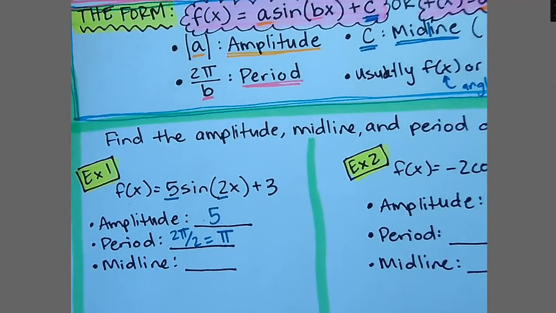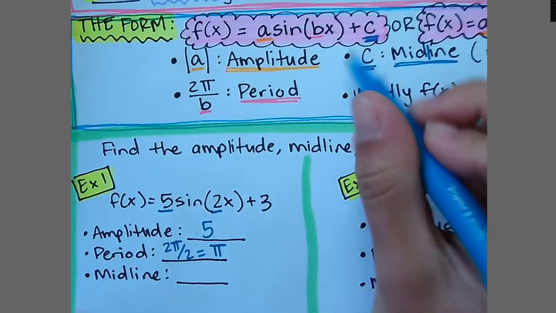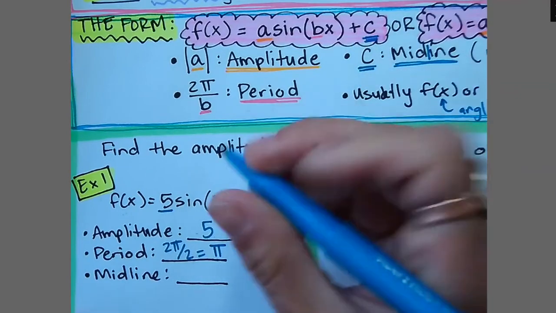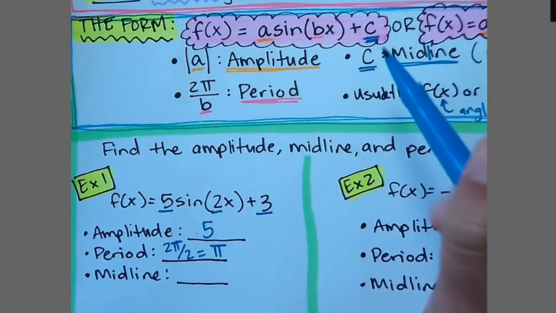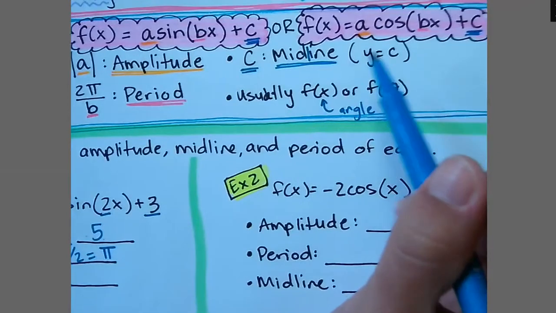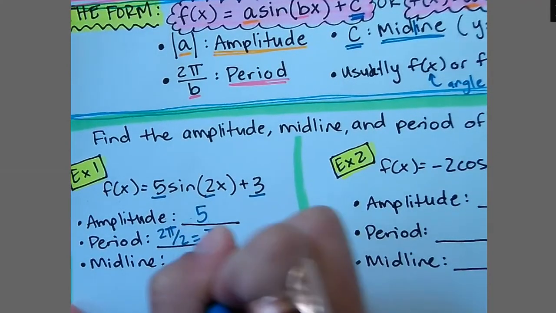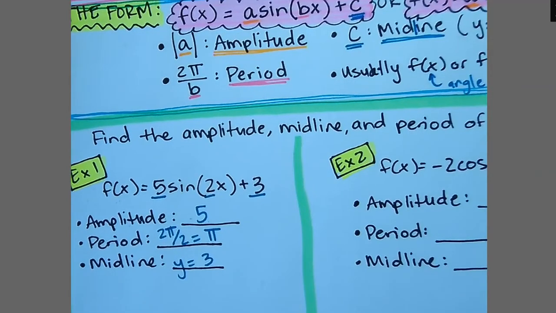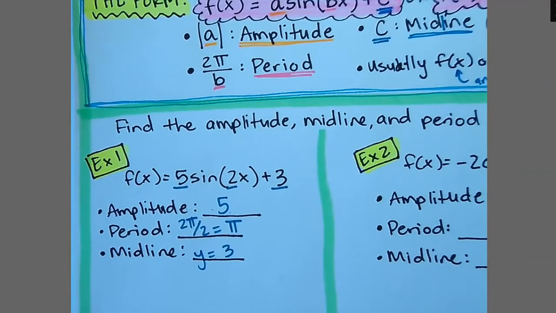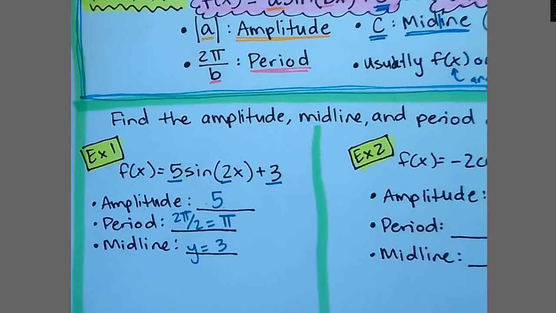Okay, and then the midline is just your number on the end. So it's this c here, which in this case is 3. But we're just going to make it y equals 3. Y equals that number on the end. So the midline is y equals 3. Not so bad, right? Okay, so let's move on to example number 2.